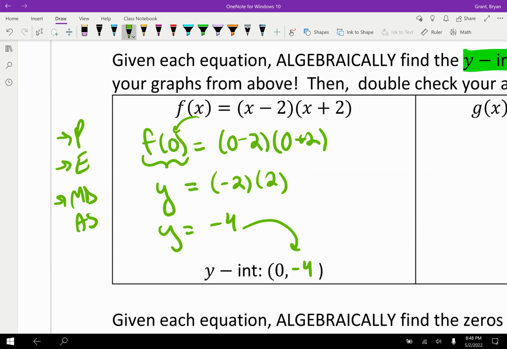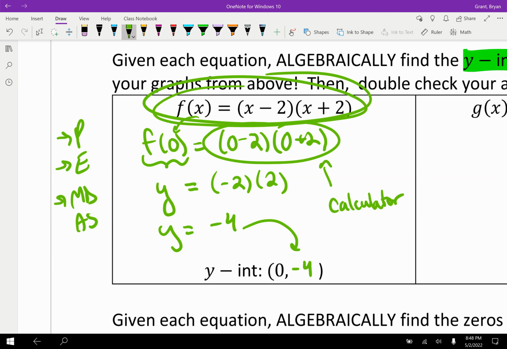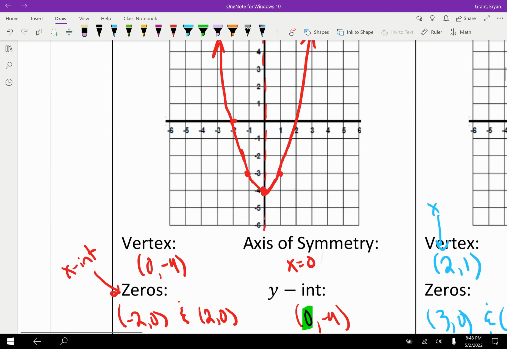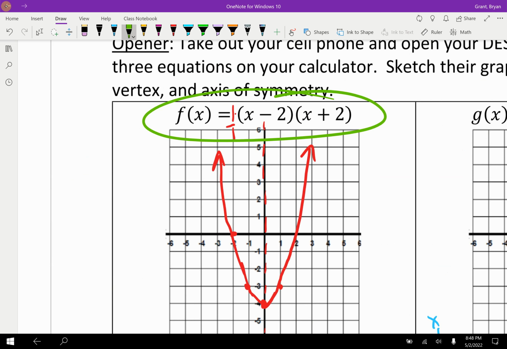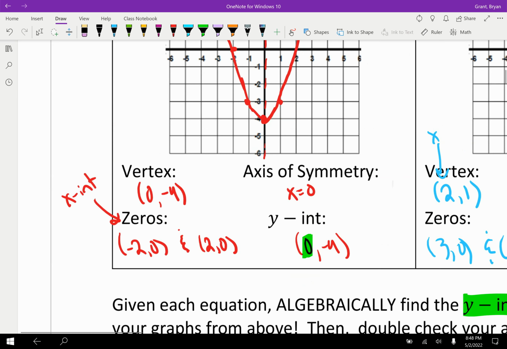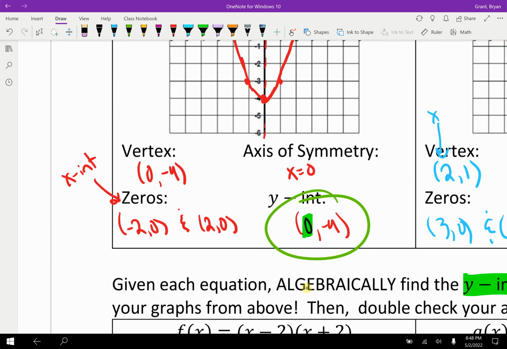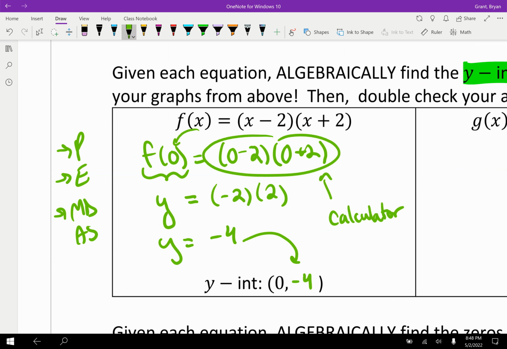Well, there's two ways to check. The first is you can absolutely type all of this into your calculator. In fact, I would suggest you do that on tests to make sure you don't make any silly arithmetic mistakes. But second, we know it's right because we've seen this equation before. X minus 2 times x plus 2 is the exact same equation as up above, and we already know the y-intercept is 0, negative 4. So I got 0, negative 4. It matched. Clearly, I did things correctly.